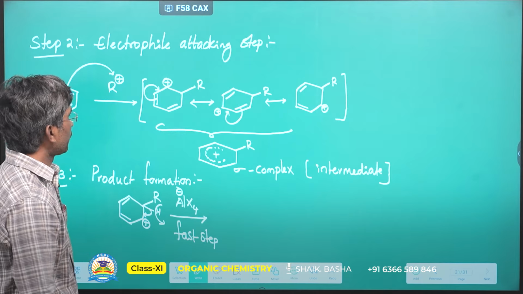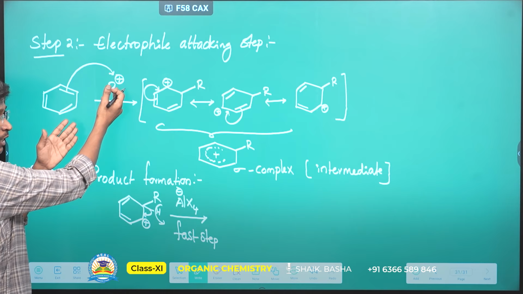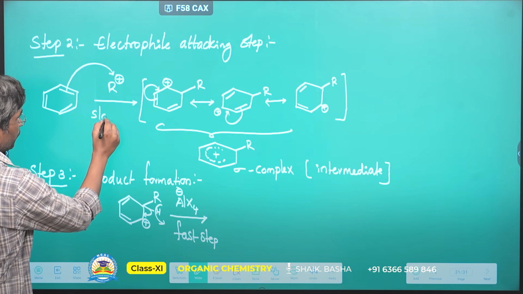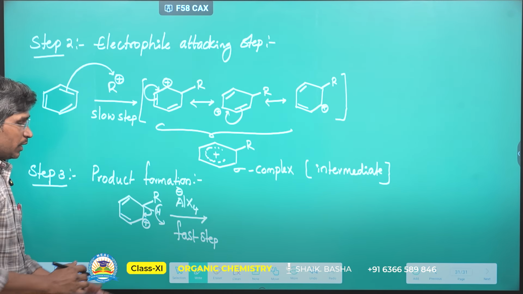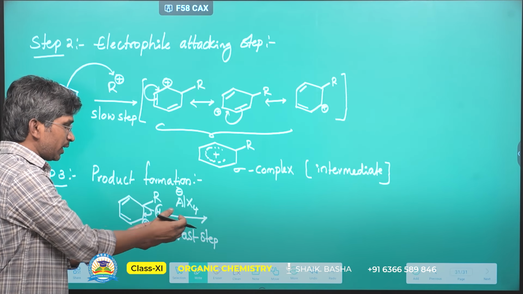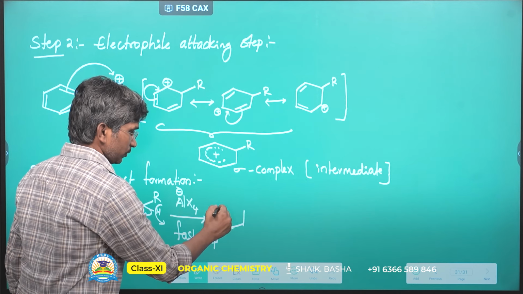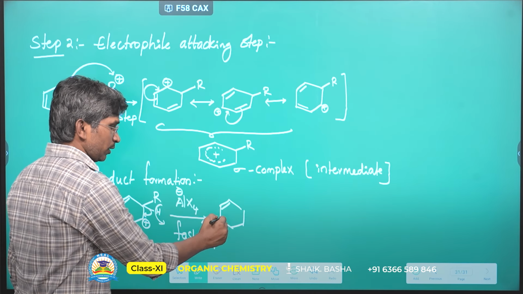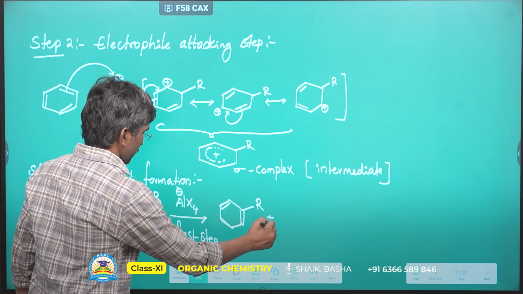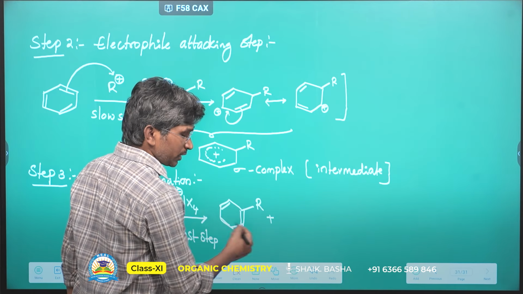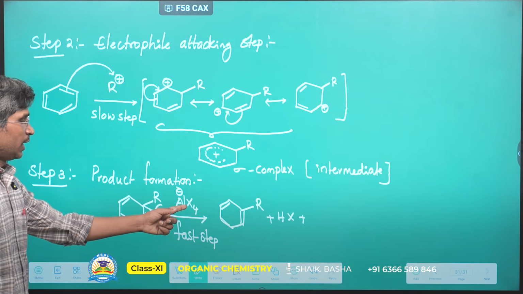What about the slow step? Benzene is going to react with the alkyl carbonium ion, alkyl carbocation. That step is the slow step. Why? Because in this case aromaticity will be destroyed. In the other case it occurs very fast because it will regain aromaticity. A double bond will be generated here. Or H plus and X minus, HX, and AlX3 is there.